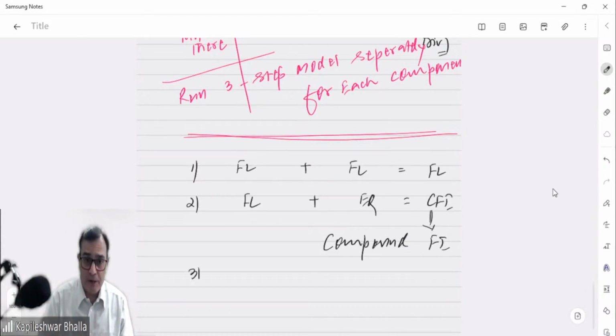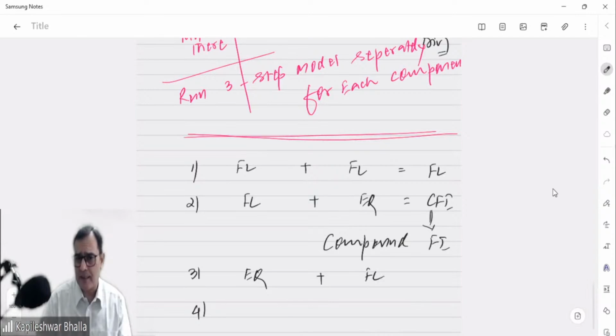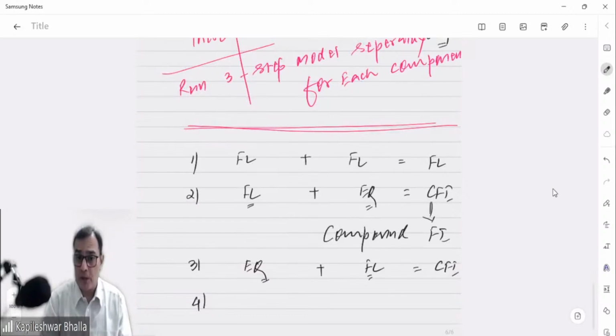But let me give you some more permutation combinations as well. If one component is equity and the other component is FL, that's the same as the earlier case. Well, you can say that the principal component is FL and the interest component is equity, or vice versa, whatever. Then also it becomes a compound financial instrument. And it is also possible that both the components become equity. If both the components become equity, then it is supposed to be an equity instrument.